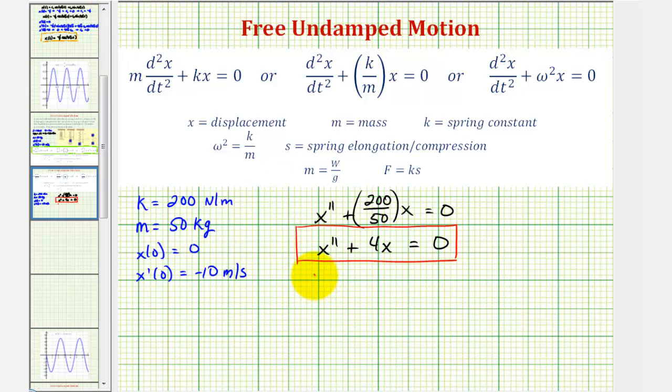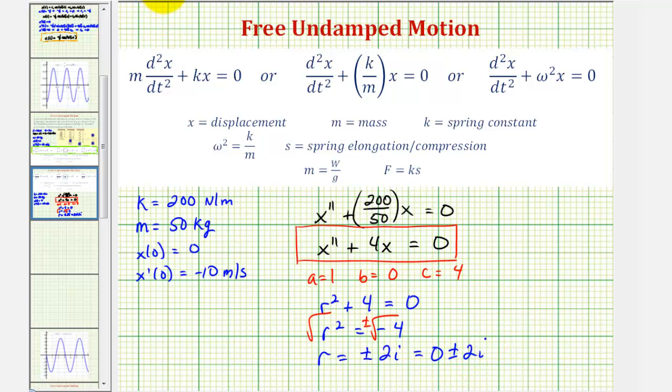Notice that a is equal to 1, b is equal to 0 since there's no x prime term, and c is equal to 4. So we would have r squared plus 4 equals 0. Subtracting 4 on both sides, taking the square root of both sides. Notice how we have r equals plus or minus 2i, or if we want, we can write this as 0 plus or minus 2i.